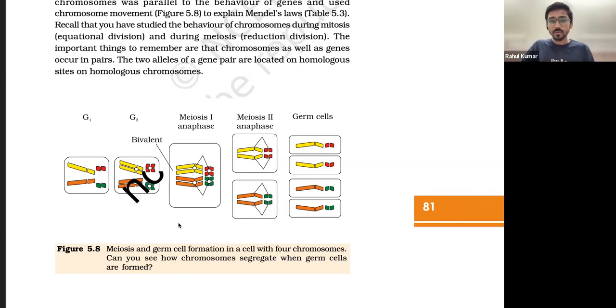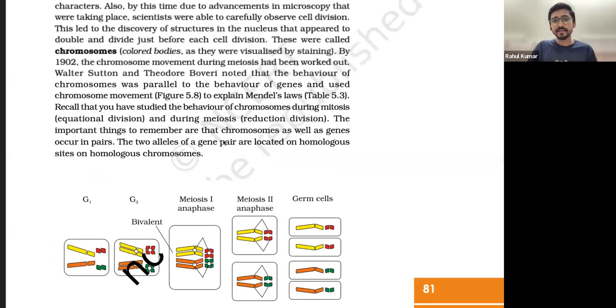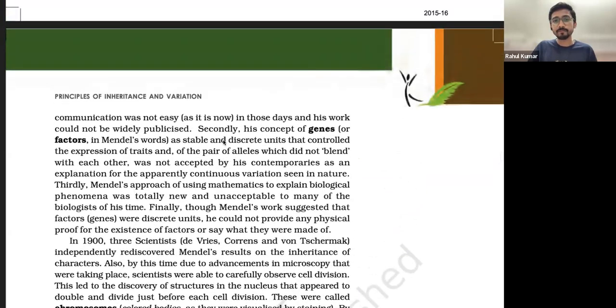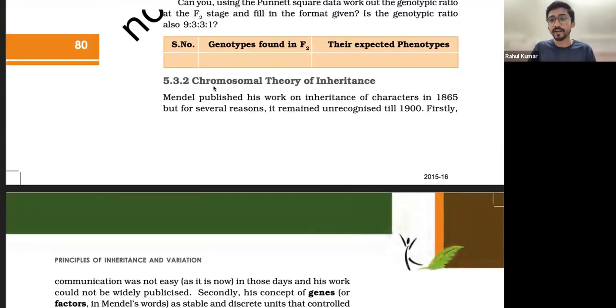So do you see some commonality between how chromosomes are inherited and how genes are inherited? There is a parallel similarity, right? That is what Sutton and Boveri figured out. And they gave a theory, which is known as the chromosomal theory of inheritance. They did not talk about factors or genes. They said that, okay, chromosomes are the things that get inherited.